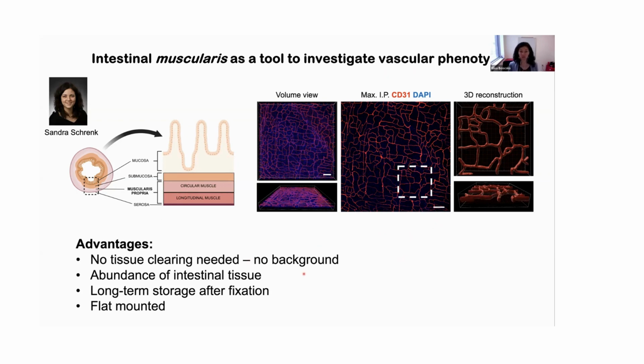But the advantage of this system is that we don't have to do any tissue clearing, because we peel off the layers and make it thin, and we virtually see no background with all the stainings that we've done so far. And the intestine is very long, so you can get a lot of tissue, fix it, go back to it later, flat mount it, and look at it on a slide. So we think this is a very good system.